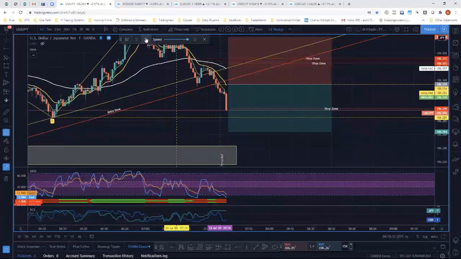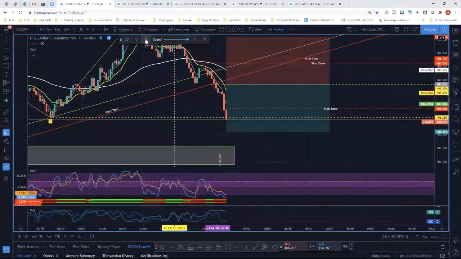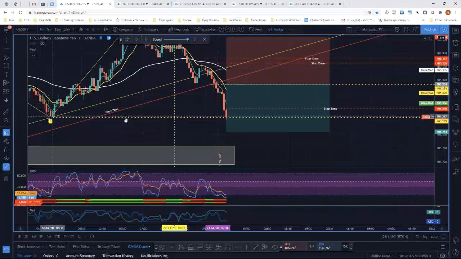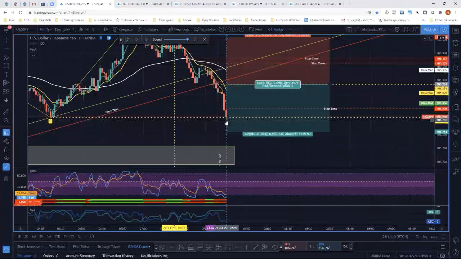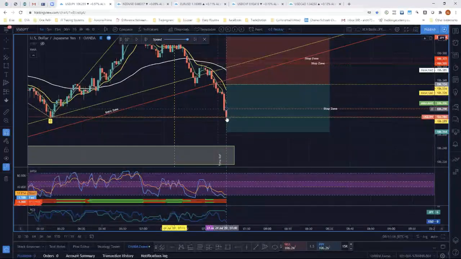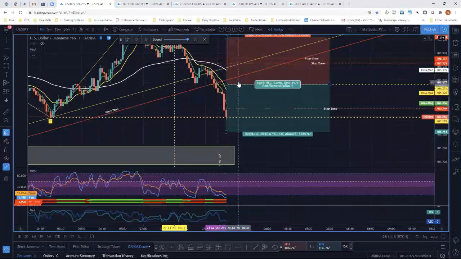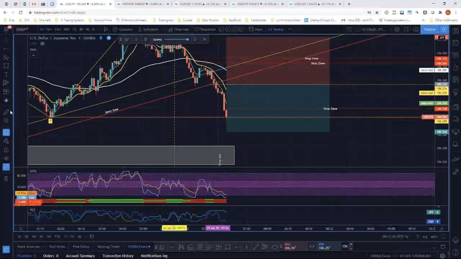There's a nice big drop. And you see it's testing this area right here over where the C is. Now we just broke the C, but we didn't close below it. So here's the point. Now you have to make a decision. Is it going to respect this and break through, or is it going to come back and retest it here? At this point, you probably have about 5 pips into this trade.